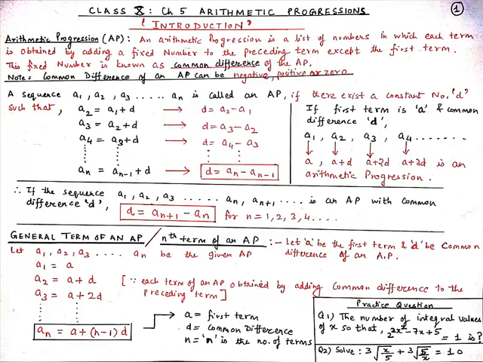So in a general way we can write our LHS as AN, and this AN is equal to A plus, see the series very carefully, students, initially it is 0, then 1, then 2. So in a general way we can write n minus 1 into D. So the general term of an AP is AN is equal to A plus n minus 1 into D. Here A is the first term, D is the common difference and n is the number of terms.